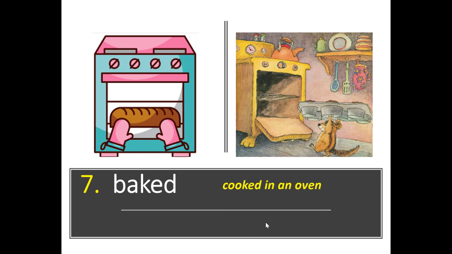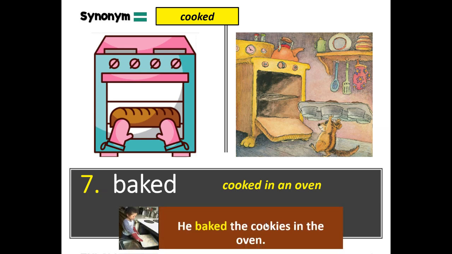Cooked in an oven, baked. So they cooked the bread in the oven. They cooked the cupcakes in the oven. A synonym or a word that means the same or similar is cooked. So he baked the cookies in the oven. You could also say he cooked the cookies in the oven, although it sounds better to say baked.